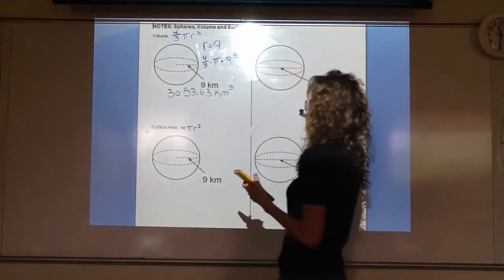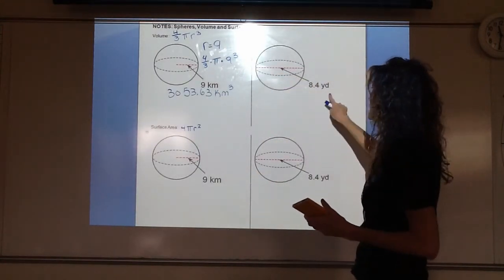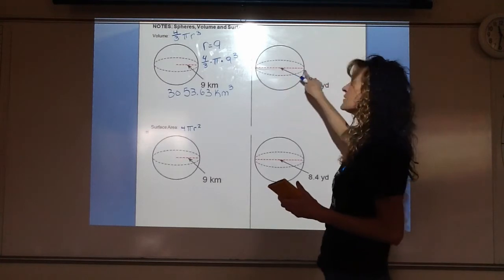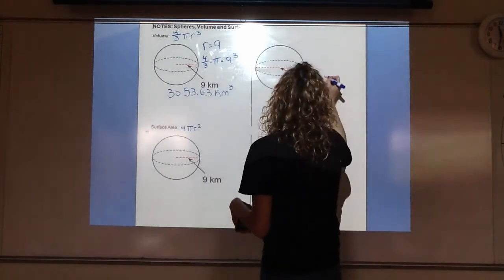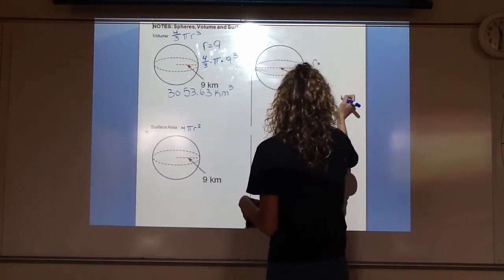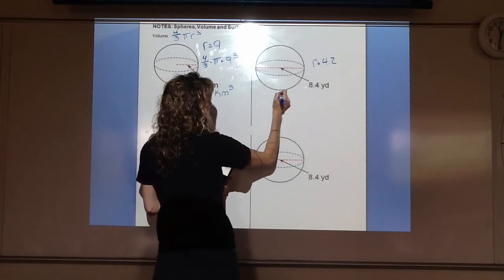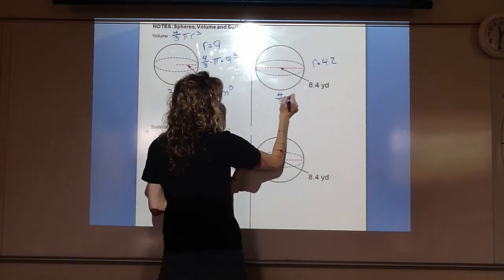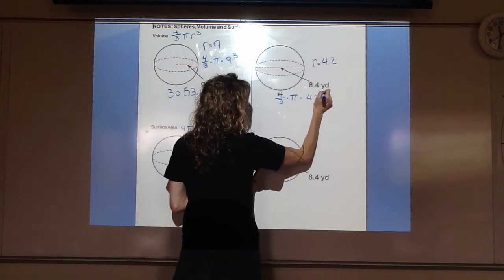Okay, so let's find the volume. I'm going to use the same formula, 4/3 pi r cubed. But I have to find the radius. 8.4 is clearly not the radius, it's the diameter. And so the radius is half of the diameter. So half of 8.4 would be 4.2. So in my calculator, I'm going to go 4/3 times pi times 4.2 cubed.